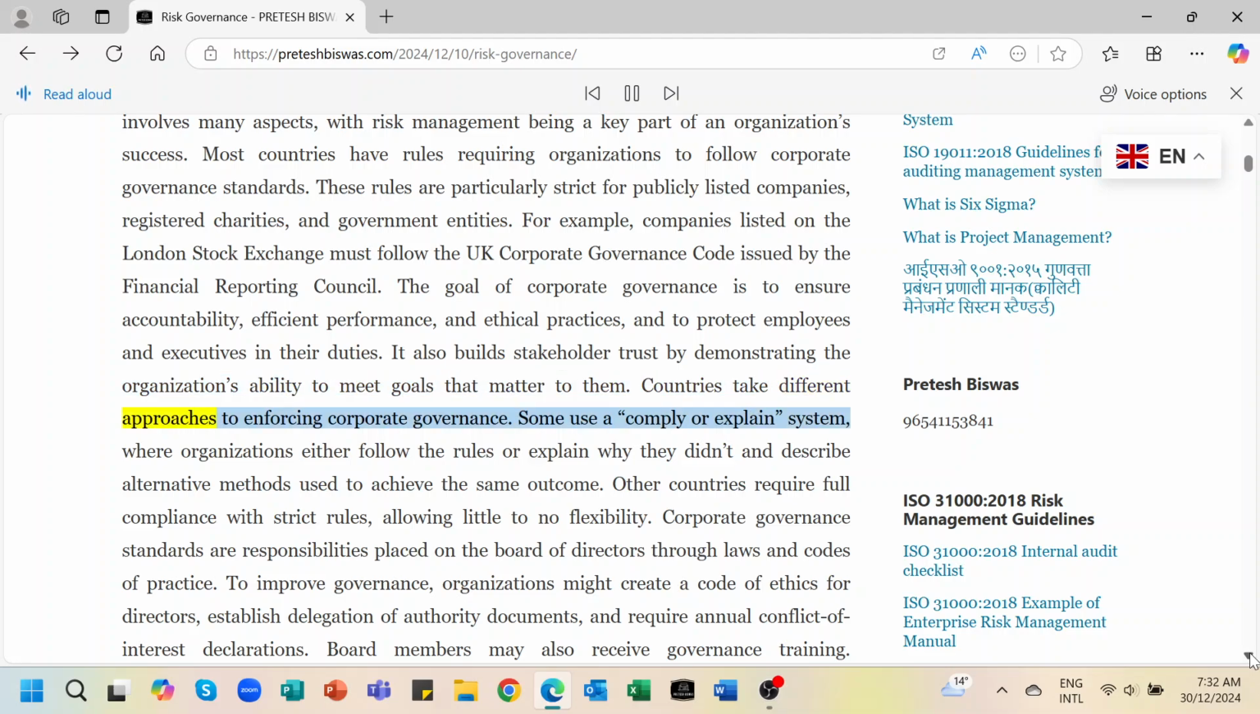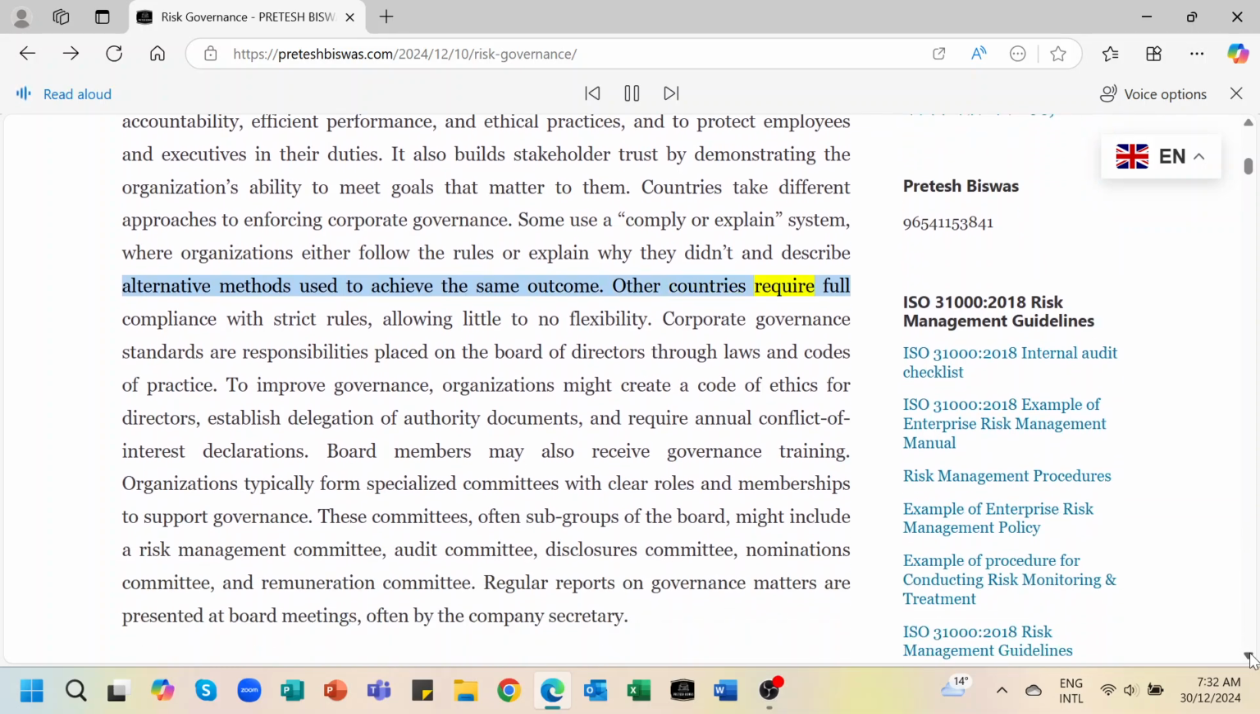Countries take different approaches to enforcing corporate governance. Some use a comply or explain system, where organizations either follow the rules or explain why they didn't and describe alternative methods used to achieve the same outcome. Other countries require full compliance with strict rules, allowing little to no flexibility. Corporate governance standards are responsibilities placed on the board of directors through laws and codes of practice.